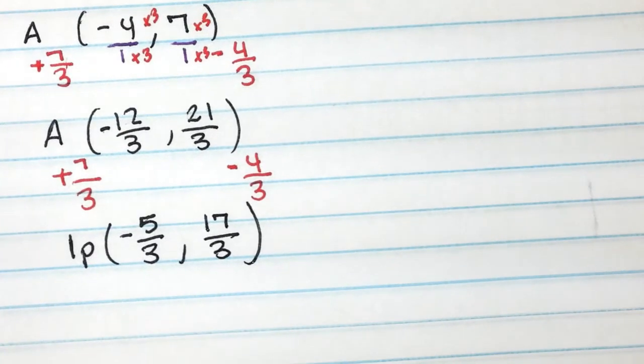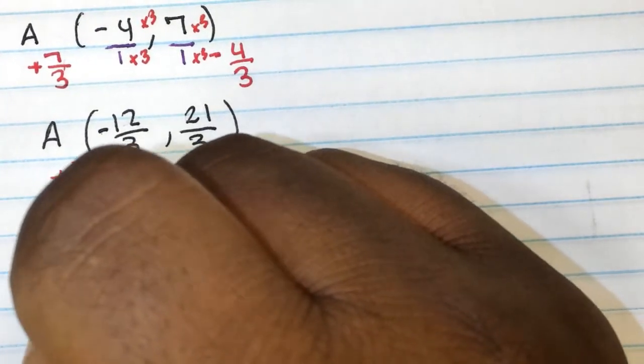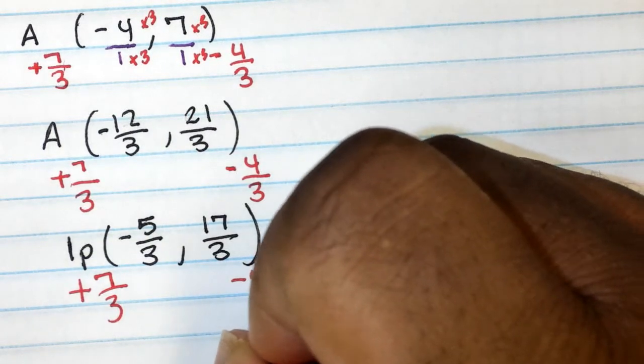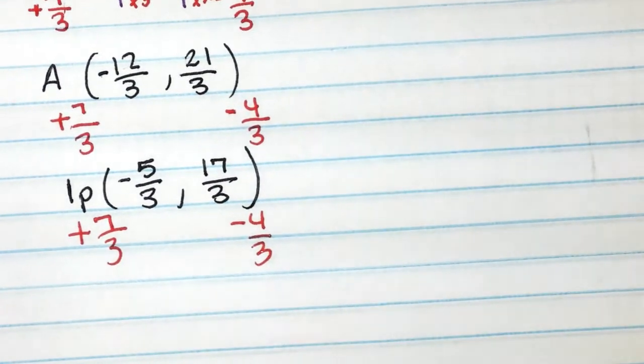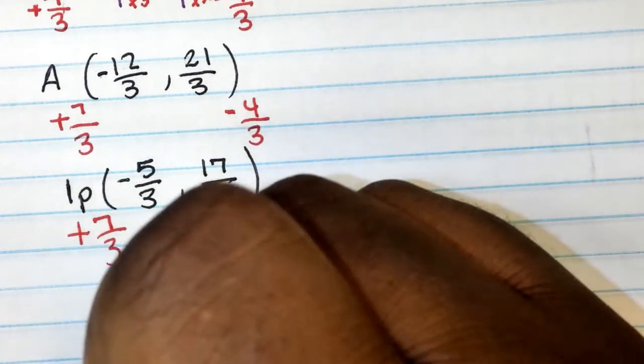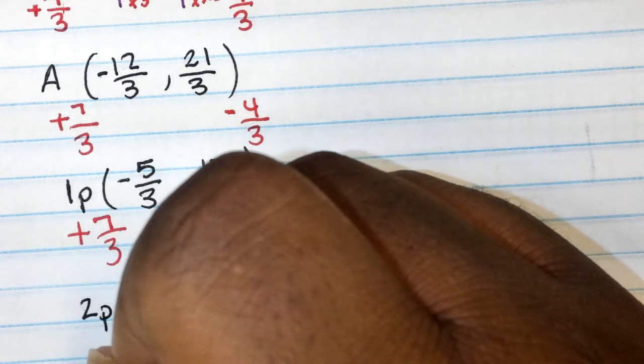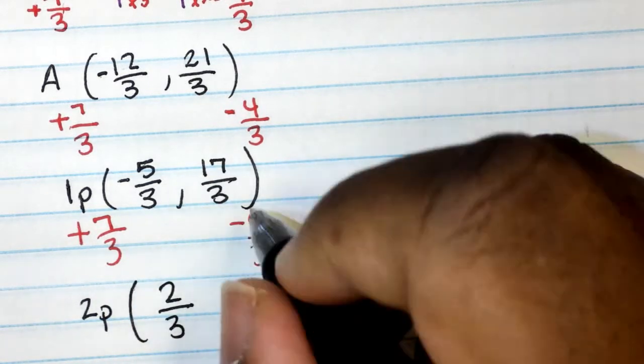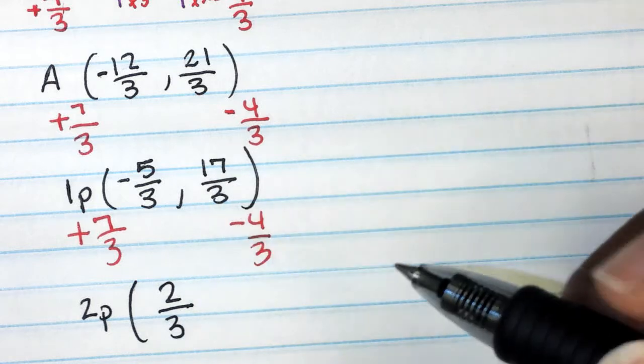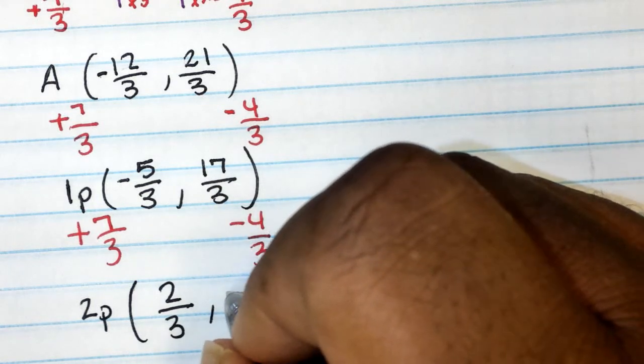How many partitions we got to do? 2? Okay. Then we got to do another one. Same thing again. Plus 7 over 3. And then minus 4 over 3. Do another partition. Negative 5 plus 7. It's going to give you positive 2. So positive 2 over 3. And then 17 minus 4. That'd be 13 over 3.